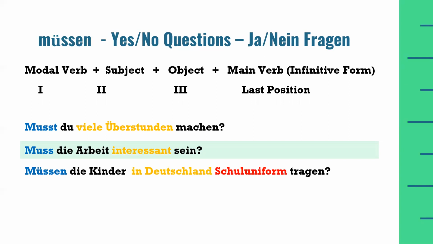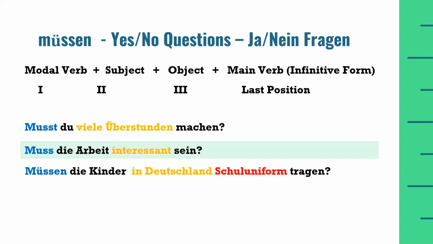Next example is: Müssen die Kinder in Deutschland Schuluniform tragen? Do the kids in Germany have to wear school uniform? Now in this sentence again we are asking about the necessity, whether it is necessary for the kids to wear school uniform in Germany. Therefore we are using the müssen modal verb at the first position because it is a question. The subject in this sentence is die Kinder and it is at the second position.